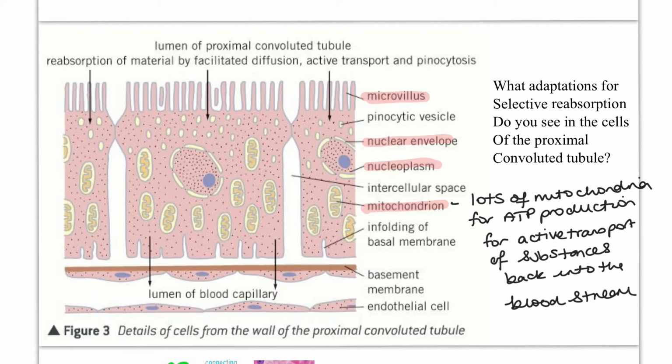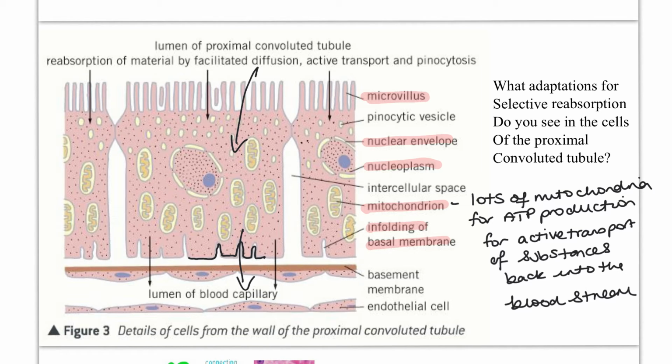What else have we got here? We've also got infoldings on the basal membrane. So we always think about infoldings on the lumen side to increase the surface area for absorption into the PCT cell, but once things have been absorbed into the PCT cell, they also need to get out and get into the blood capillaries, and so these infoldings on the basal membrane also increase the surface area for absorption.